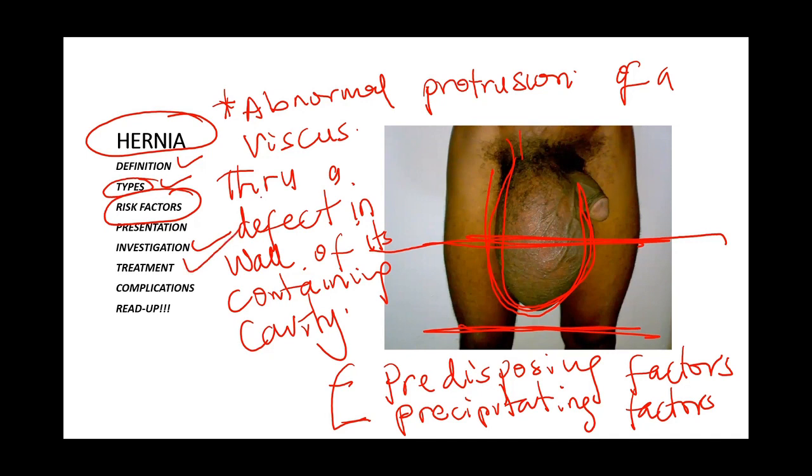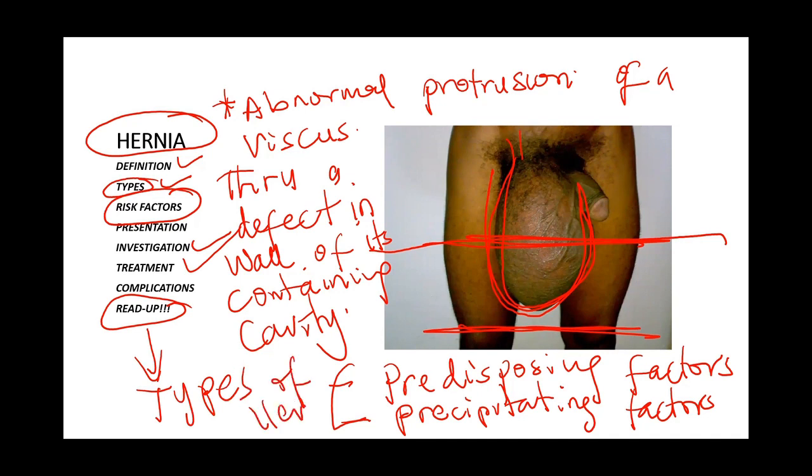Treatment is herniorrhaphy. You do herniorrhaphy after elimination of the risk factors. The reason why you need to eliminate risk factors is that if you don't eliminate them, it's a cause of recurrence. Now, for resident doctors, please, you go and read the various types of herniorrhaphy, please.